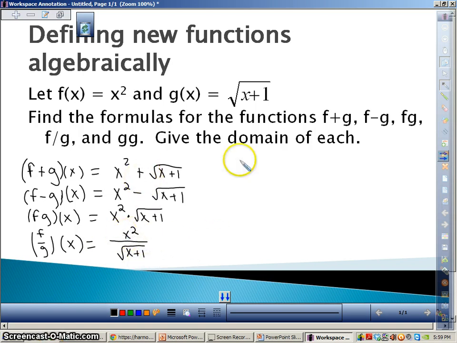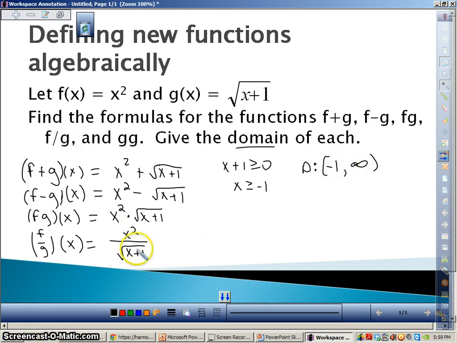Now this is where we haven't talked anything about the domain of each yet. For all of these, the domain is going to stay the same, and it's going to be restricted by the square root, because we know that whatever's in the radicand of a square root has to be greater than or equal to 0. So we know that x is greater than or equal to negative 1. So for the first three, our domains are going to be inclusive negative 1 to infinity.